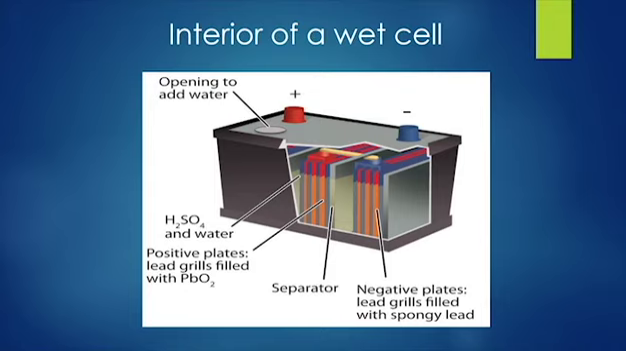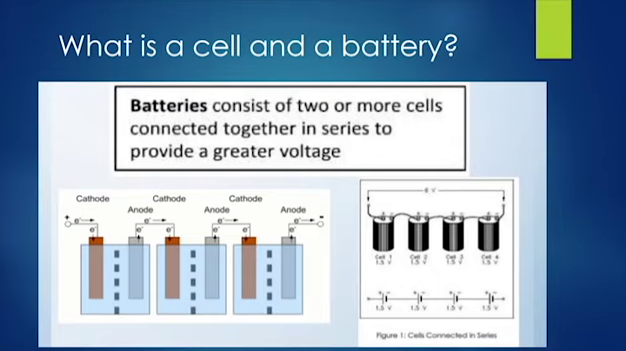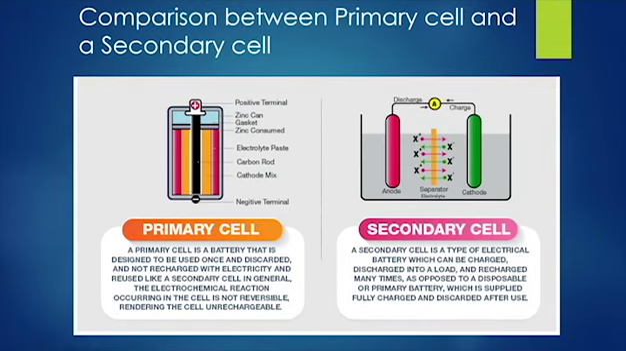What is a cell and a battery? Cells are the small portions which carry and conduct electrons throughout. A number of cells collectively connected in series is known as the battery. Let's move on to the comparison between primary cells and secondary cells.